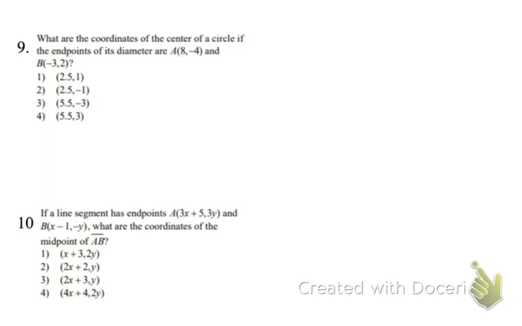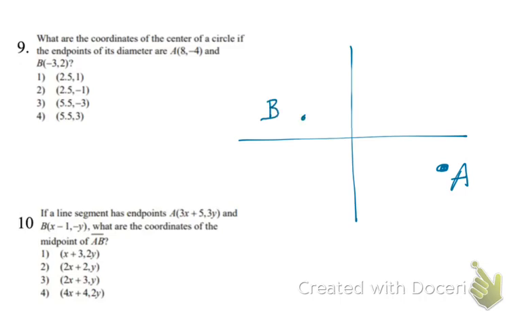Okay, we're up to number 9. So we're asked for the center of a circle, and we spoke about in class for buzzwords, for the midpoint formula, center would be one of those things. But if you want to think about this visually, you have a point 8, -4, so let's say that's around here, that's A. And B is -3, 2, so that's somewhere over here.